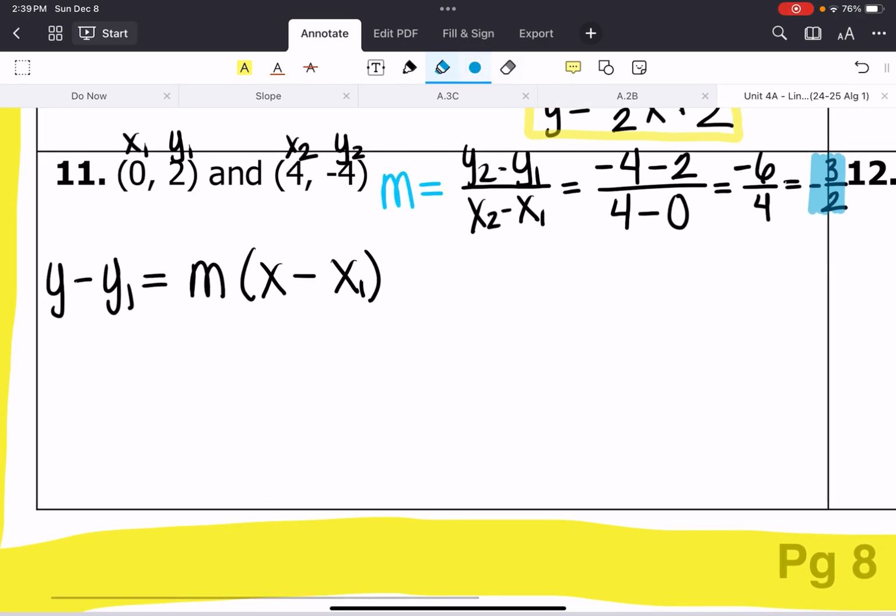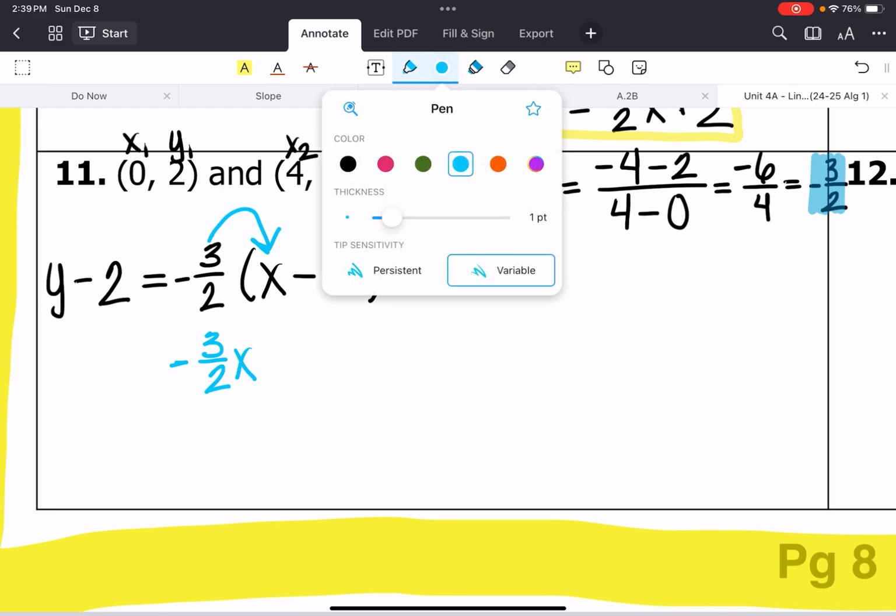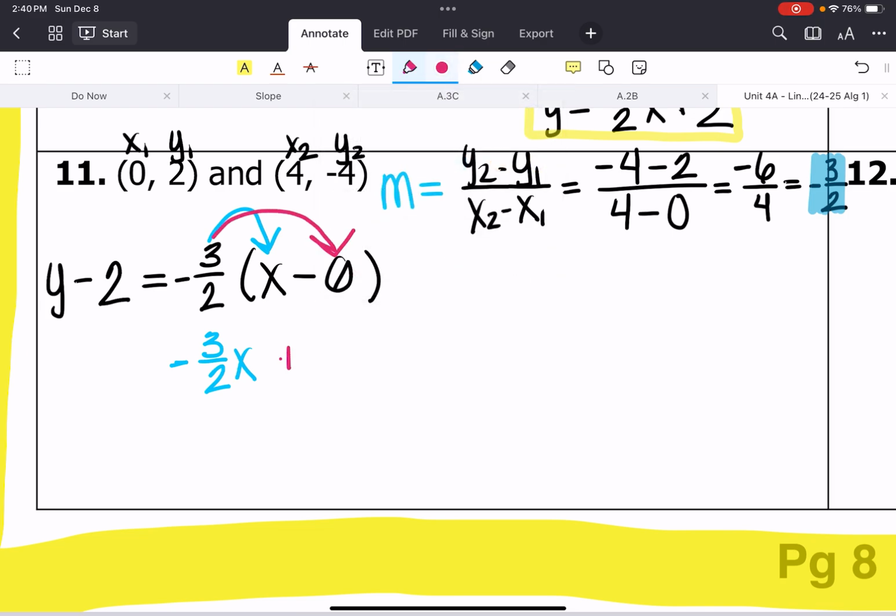Now that I know what my slope is, I can replace m with what we just generated of negative 3/2. And then I'll go ahead and use my first ordered pair. x1 is 0 and y1 is positive 2. We don't have any double negatives, so now we can go on to using rainbow. Negative 3/2 times x, and then you have negative 3/2 times 0, which just makes it 0. And we really don't need it there.